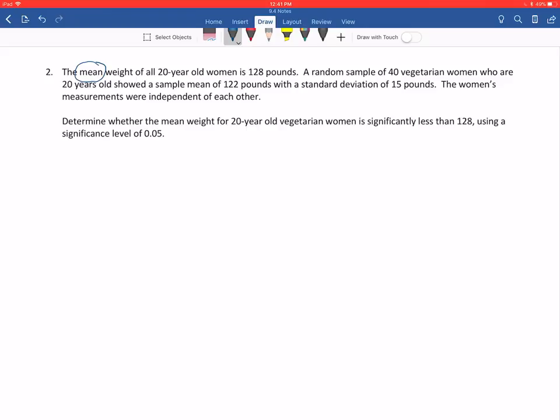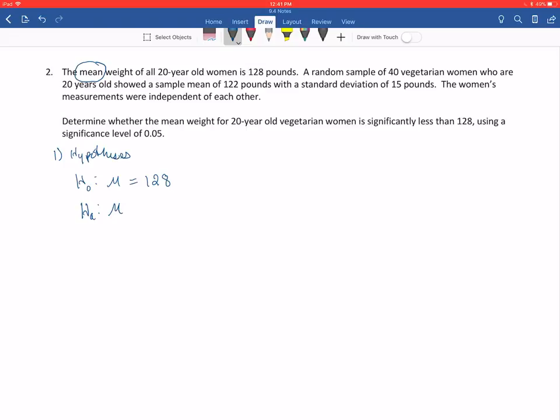We are in charge of fully creating this hypothesis test on our own with kind of no leading through it. So I have to remember for myself that the first thing I want to do is write my hypotheses. So I've got to create my null, create my alternative. These are means, so they're both going to start with mu. The boring stance here would be that the mean is equal to 128, that there's no difference at all between the vegetarian 20-year-old women and the just regular meat-eating 20-year-old women.